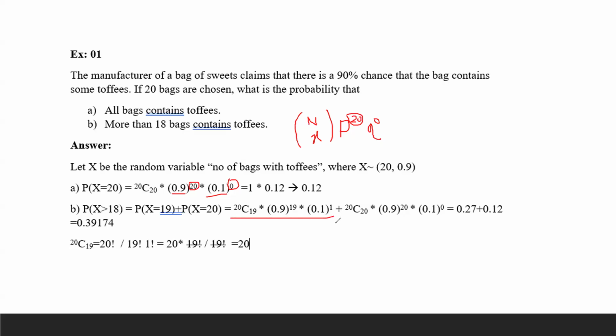This part is for 19, and this part is for 20. After that, this is very easy. If you understood the first part, this one is very easy. You can write this down also. This type of question will be available in your assignment also.